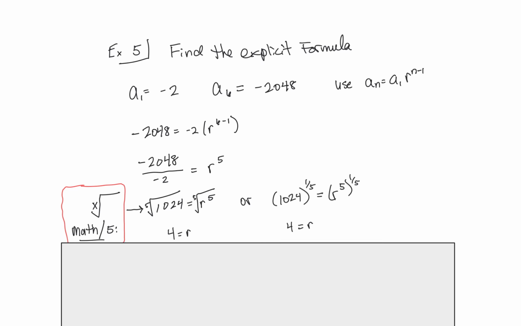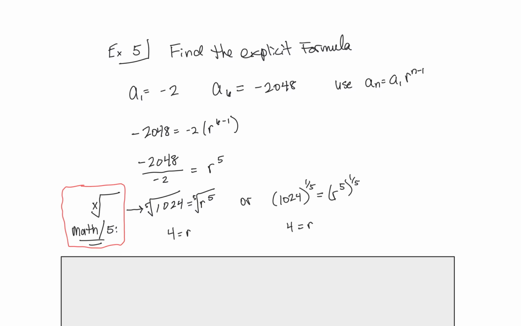Now, in order for you to solve that kind of problem, so you have 1024 equals r to the 5th, we need to take the 5th root to get that 5 gone. That's the idea where it comes from. Instead of square rooting something, you take whatever the exponent is, and take that root of it.